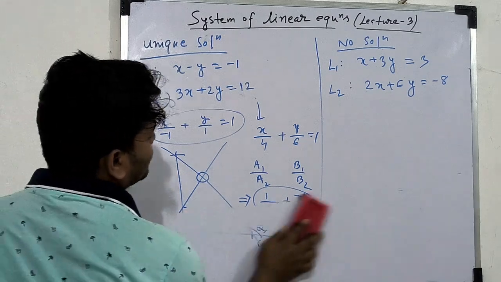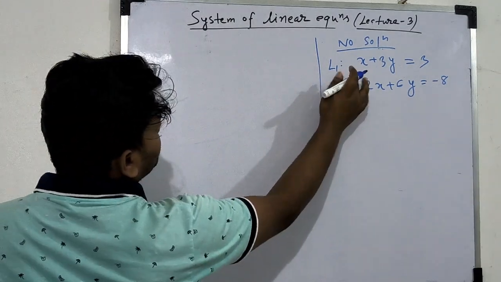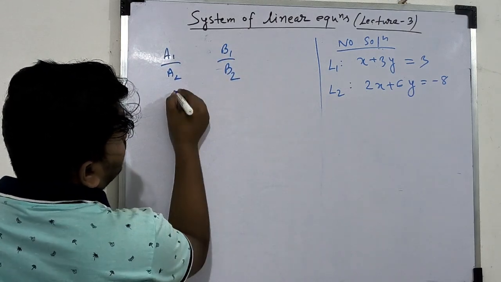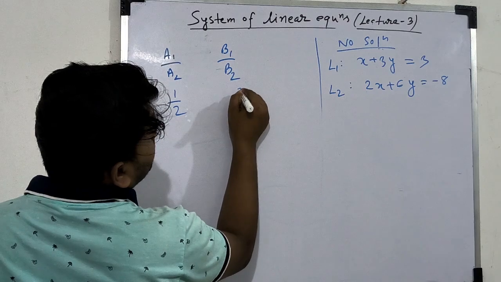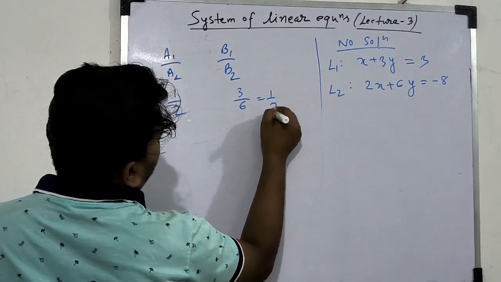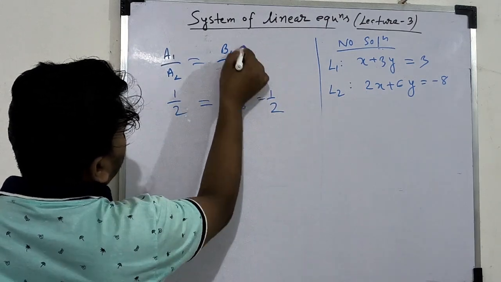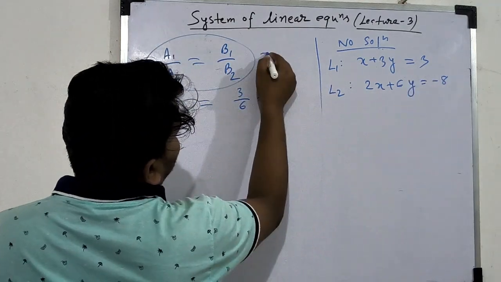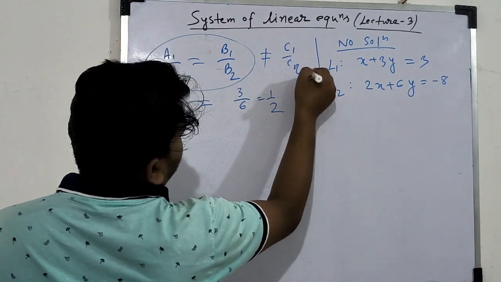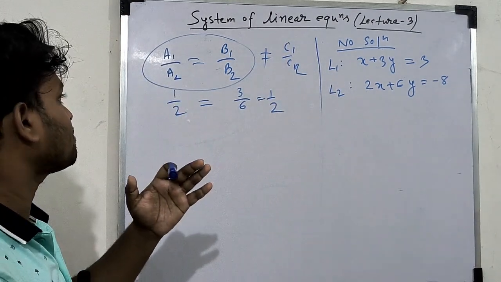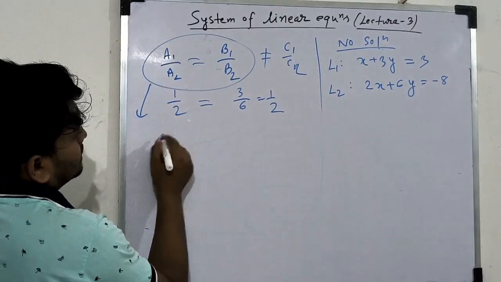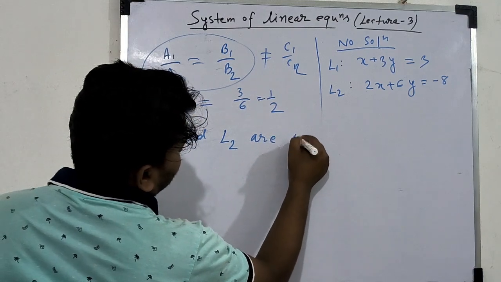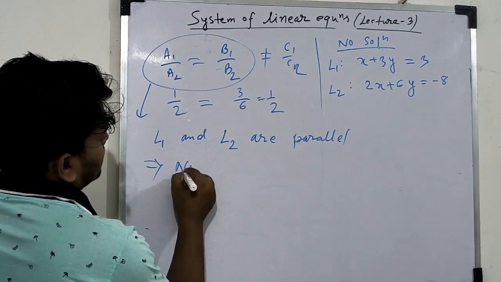Now we discuss no solution. If you find a1 by a2 and b1 by b2, you will get 1 by 2, and 3 by 6, which is nothing but 1 by 2. So these will be equal. But c1 by c2 is 3 by minus 8, which is not equal. So this satisfies the second case. In that case, these two lines L1 and L2 are parallel. Therefore this system of equations has no solution.